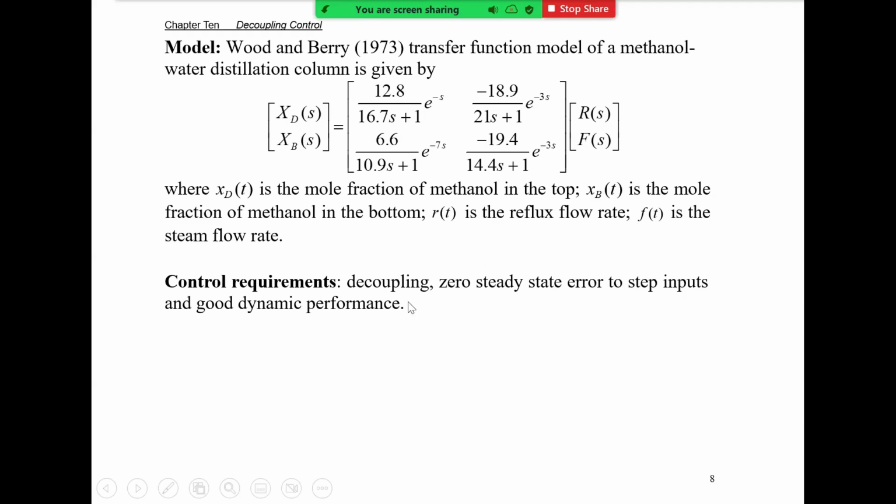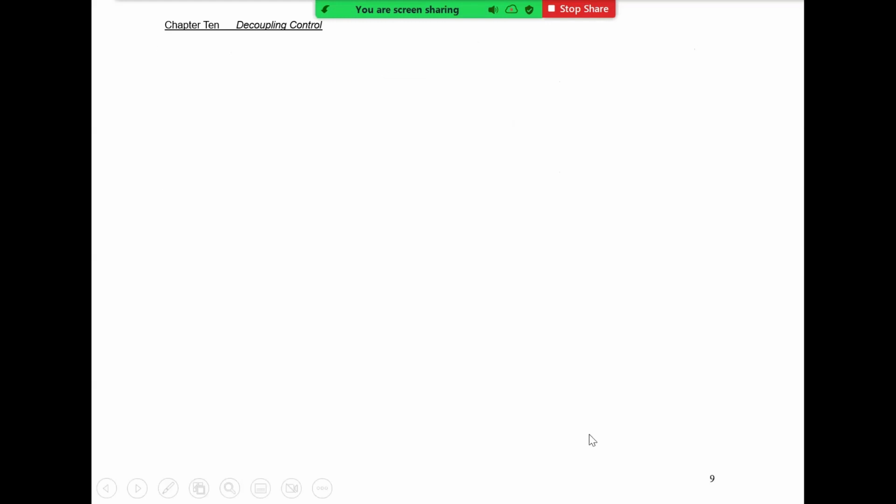Okay, then the control requirement is that we will try to decouple the system, right? We'll try to decouple the system such that we can control those two outputs independently. Okay, and then the solution will be given. So let's first try to get some idea on how we can decouple a system.